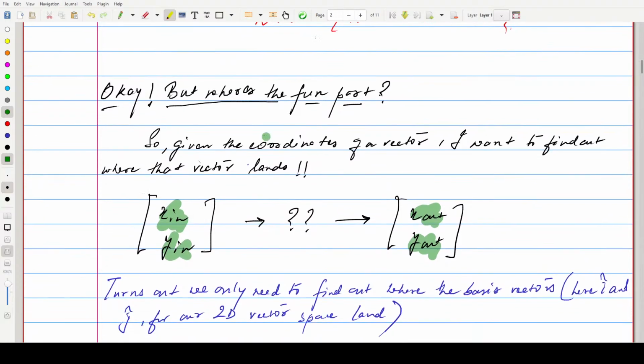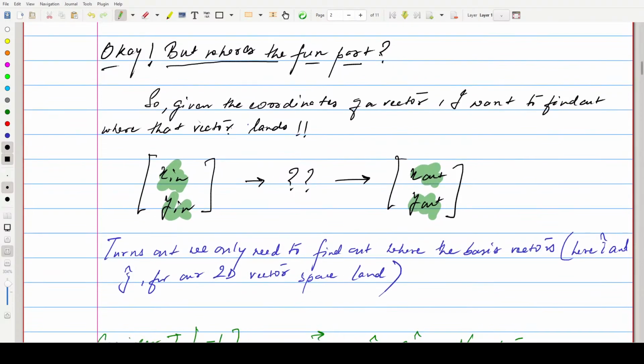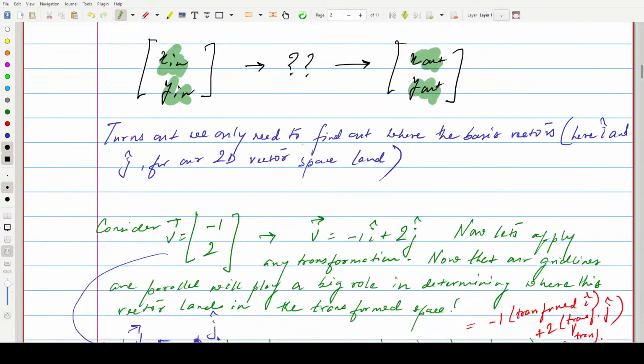That's correct, right? We want to see where those vectors land, and it turns out that we only need to find out where the basis vectors land. If we know where the basis vectors for these spaces undergoing a transformation land, then we can find out where a general vector in the vector space is going to land. I'll show you some examples of this.